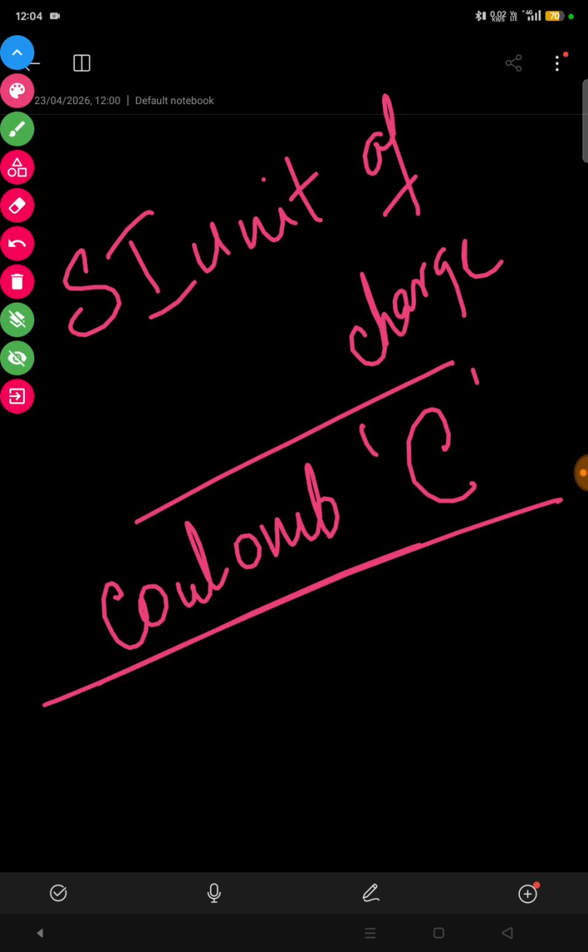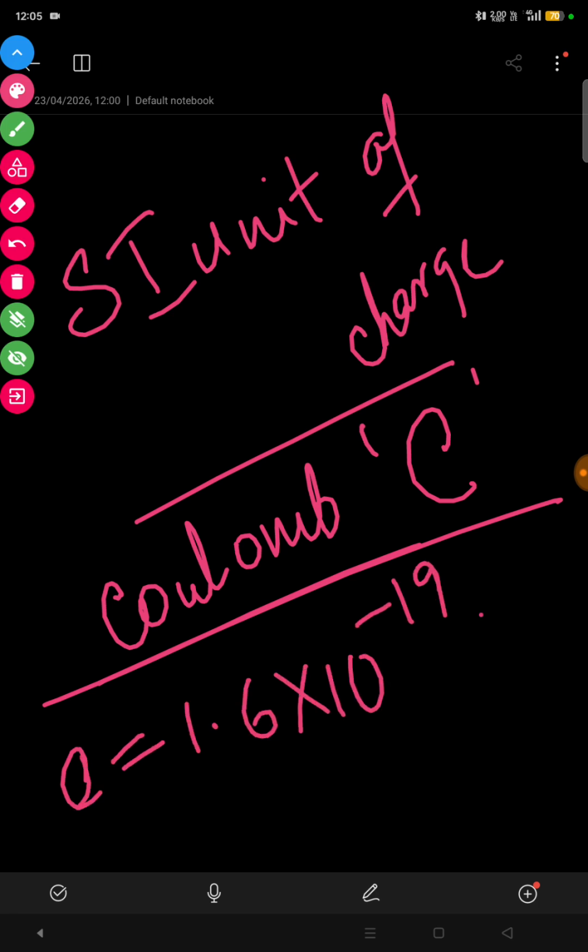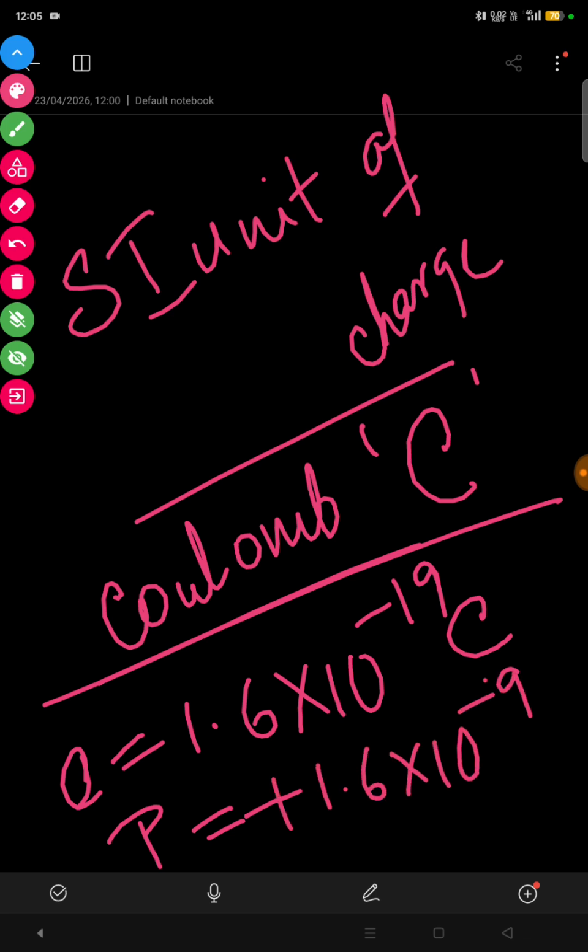And what is the value of charge for an electron? An electron possesses a negative charge of 1.6 into 10 to the power of minus 19 coulomb, and a proton also has the same charge, but positive, 1.6 into 10 to the power of minus 19 coulomb. So an electron possesses a charge of minus 1.6 into 10 to the power of minus 19 coulomb.